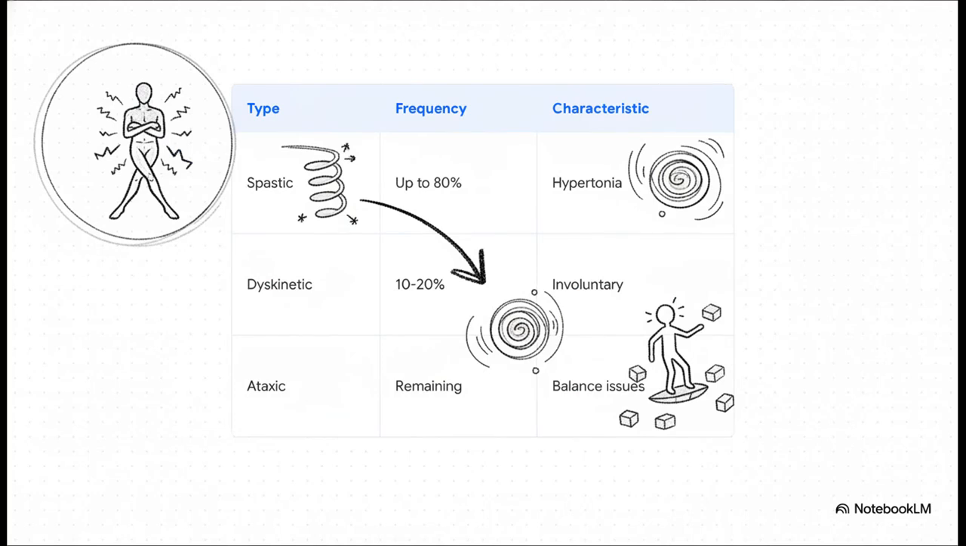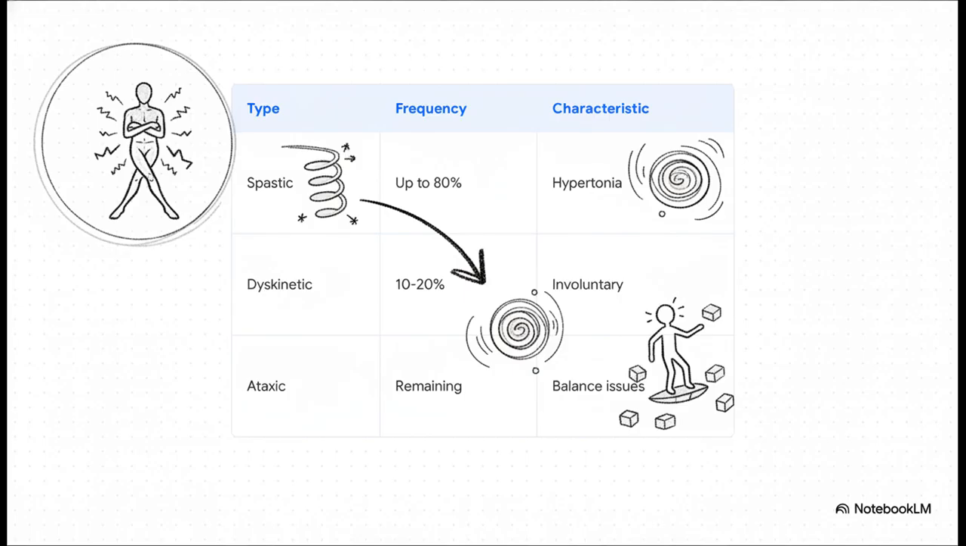When we look at how CP actually presents in the clinic, we categorize it conceptually. Spastic or pyramidal CP is by far the most common. We're talking up to 80% of cases. These kids present with hypertonia, intense rigidity, and often this classic scissoring posture in their legs. Now, dyskinetic and ataxic types make up the remainder, and those feature more involuntary movements or balance issues.